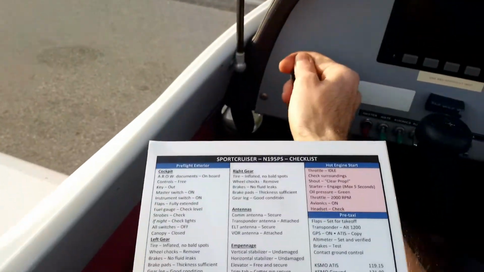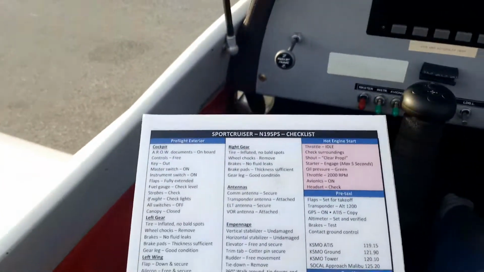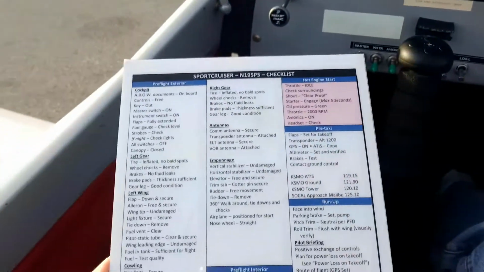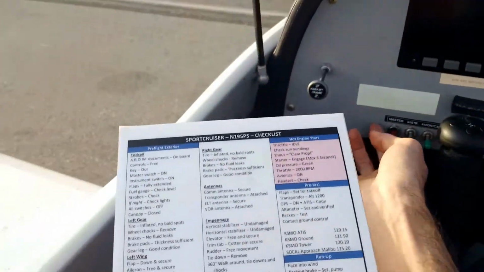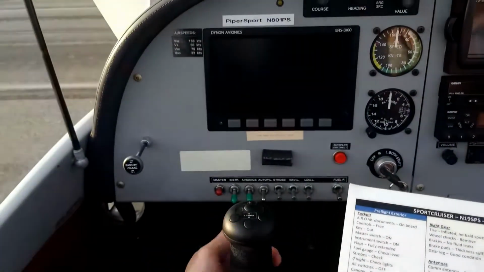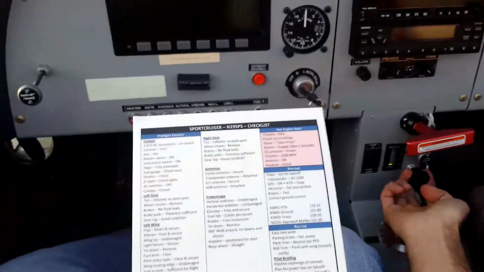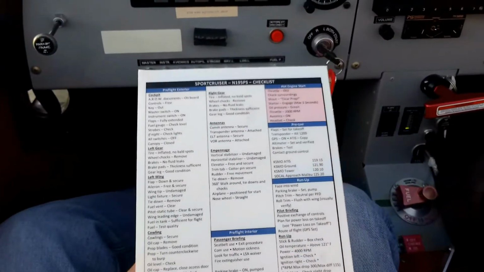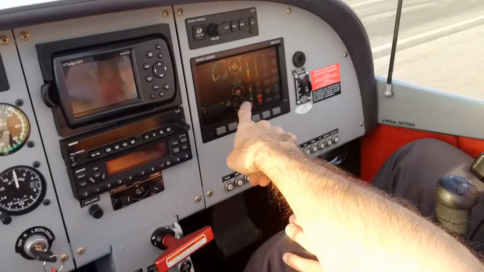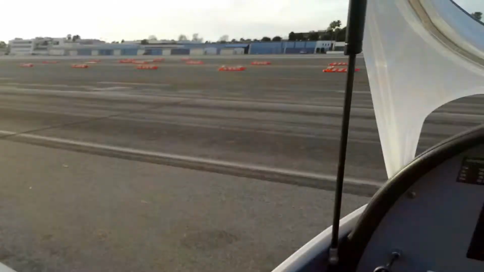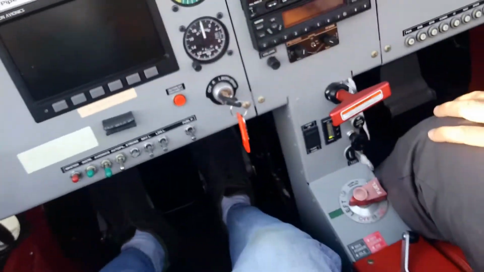Parking brake on, brakes pop, rudder pedals fine, master on. Off, okay, good. Fuel selector full as tank, so we got 13 and 11s. Clear prop!